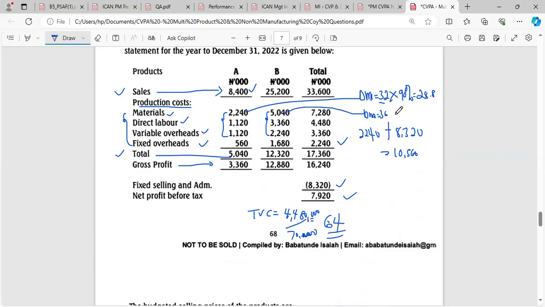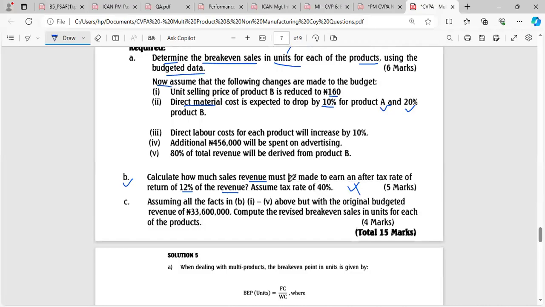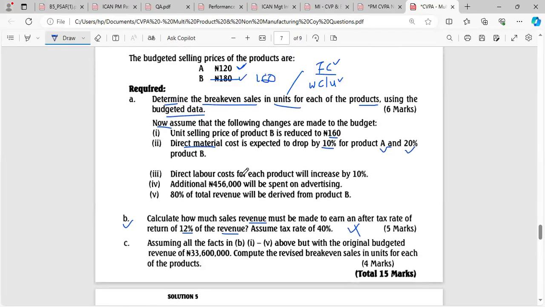36. They said reduce by 20%, so you're going to multiply by 80%. You get the current amount. So 36 times 80%, we have 28.8, the same value. So we just need to do all our adjustments, taking figures. What's the next one again? Direct labor cost for each product. So we have adjusted for selling price 160. We have adjusted for material A 10%. We've adjusted for material B 20%.